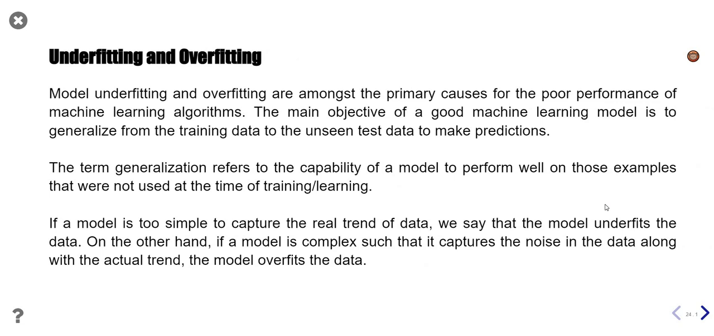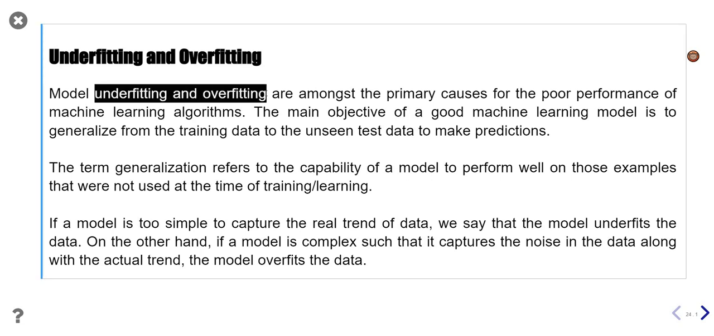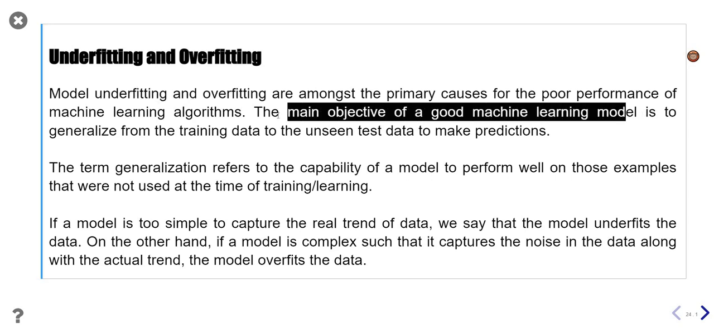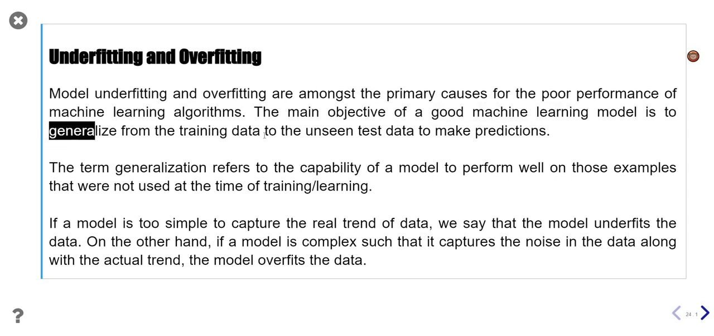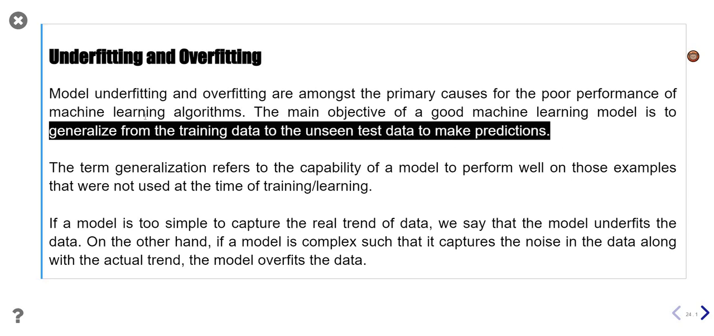Now we are also looking at underfitting and overfitting. Remember in the previous class we did touch on this. Underfitting and overfitting are one of the most crucial factors that cause a machine learning algorithm to perform very poorly. So what is the main objective of a good machine learning model? It is to generalize from the training data to the unseen test data to make predictions.